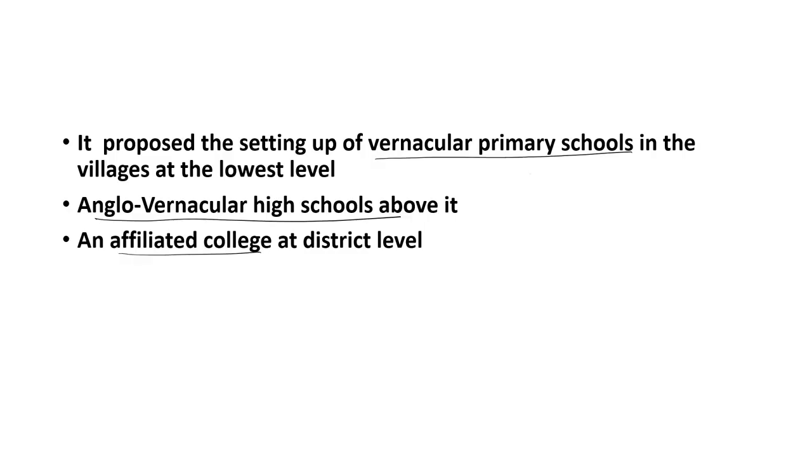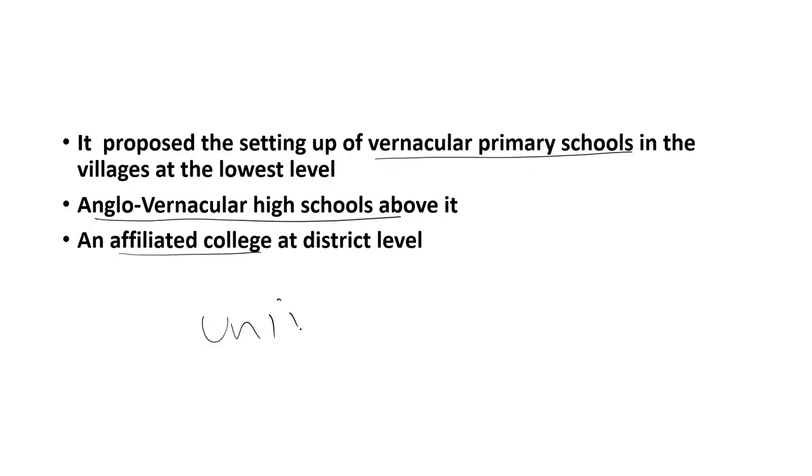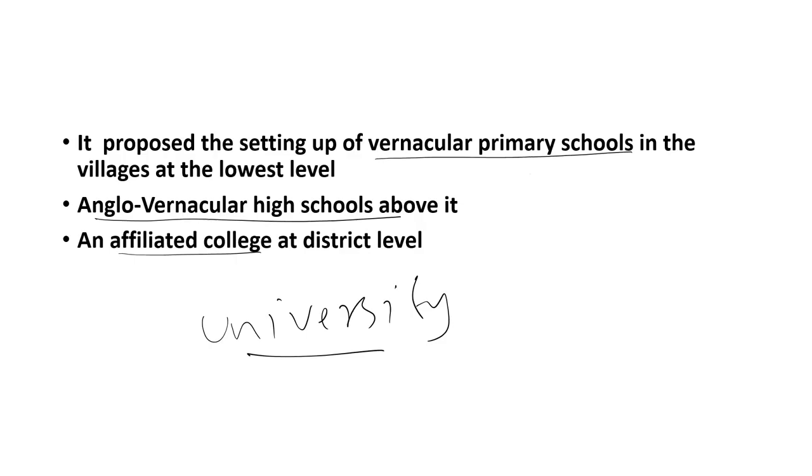At district level, affiliated colleges were to be created. And at the presidency level, universities should be created. This was the structure recommended by Sir Charles Wood. Primary level, vernacular schools. At the high school level, Anglo-vernacular schools. And above it, colleges at the district level. And at the provincial level, universities would be created.